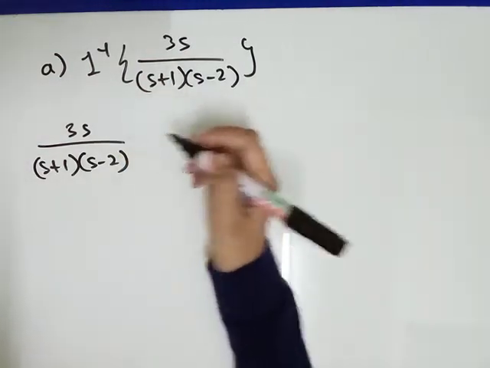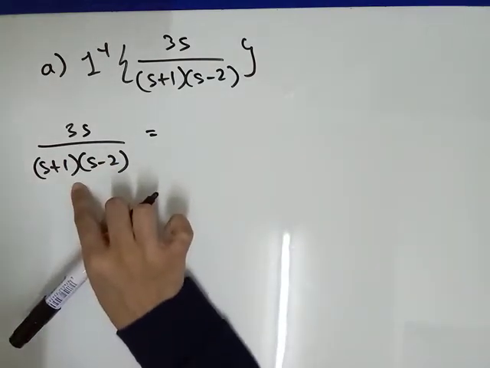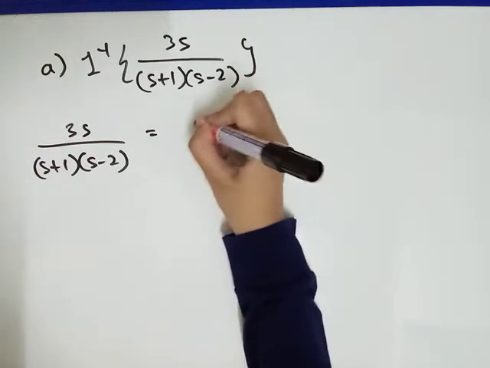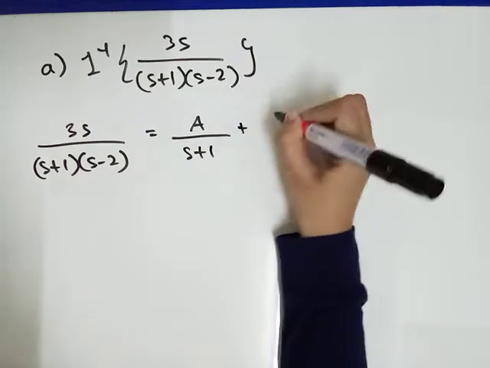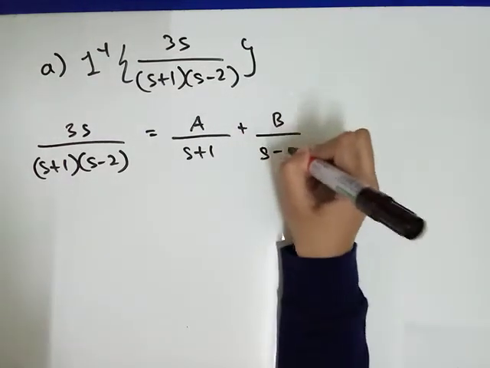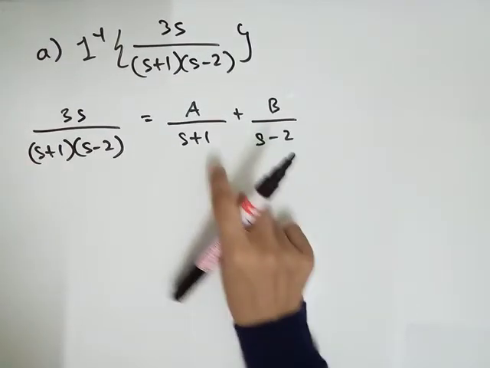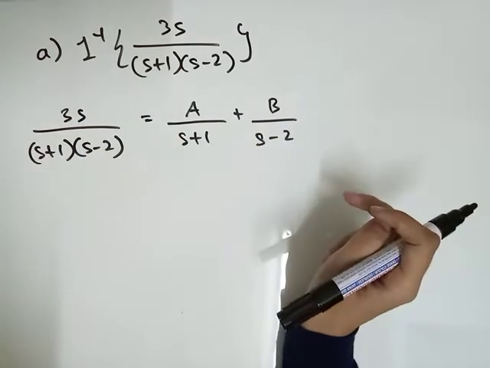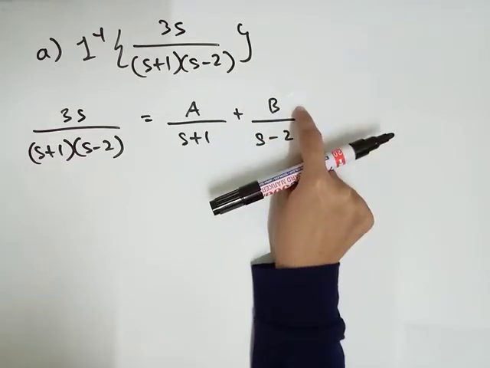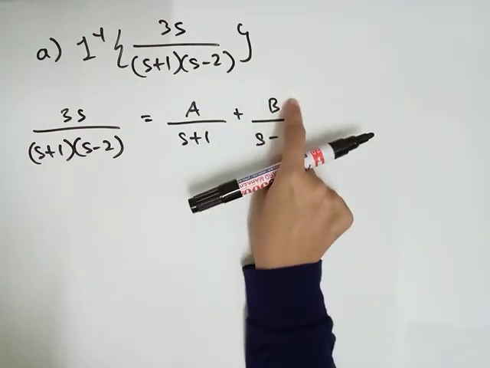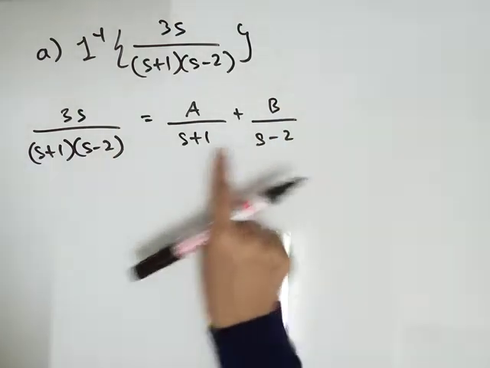Then from this single fraction we need to break it down into two fractions: let A over s plus 1 plus B over s minus 2. So we make it into two fractions, and then we have to find the values of A and B. A and B are constants. How to find them? By eliminating the denominator.